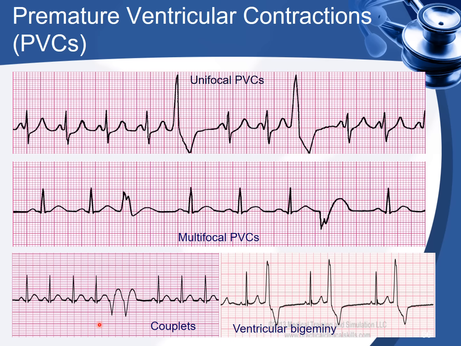The next one on the left side of the screen is what we call a couplet. We have two PVCs together. This is also more serious than your multifocal and unifocal because the area that is generating these PVCs is firing quickly. It's firing multiple times, as opposed to the unifocals, where you have one here, several good beats, and then another one. They are coming more frequently together, which could lead to a VTAC or ventricular fibrillation.